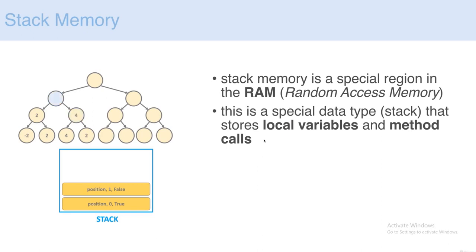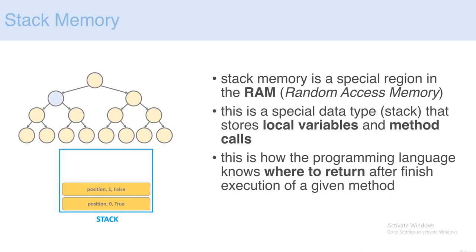So every time we call a given method, there is going to be a new stack frame inserted into the stack memory, and the given stack frame includes all the information we need, such as the local variables. Essentially, this is how the programming language knows where to return after finishing execution of a given method. So whenever the recursive method is executed, essentially the programming language removes the last stack frame from the stack memory and backtracks to the previous one. And of course, with the help of the stack memory, the programming language knows where to return after finishing the execution of a given method.